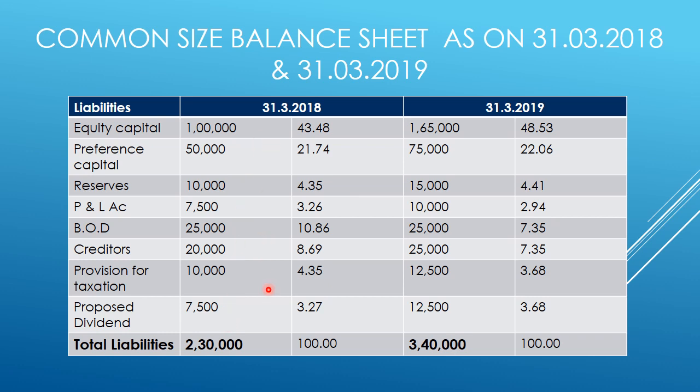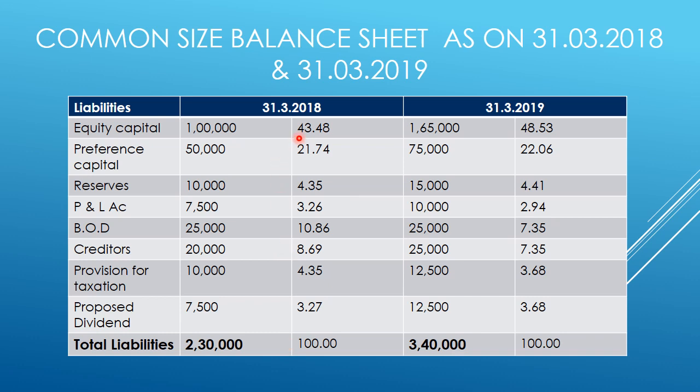Now what is done? This total liabilities figure of 2,30,000 is considered as 100%. If 2,30,000 is 100%, how much would be 1 lakh rupees? That has to be calculated. And how is that done? It is simply 1 lakh rupees upon 2,30,000 rupees multiplied by 100.